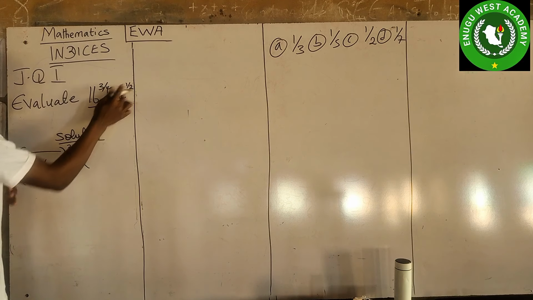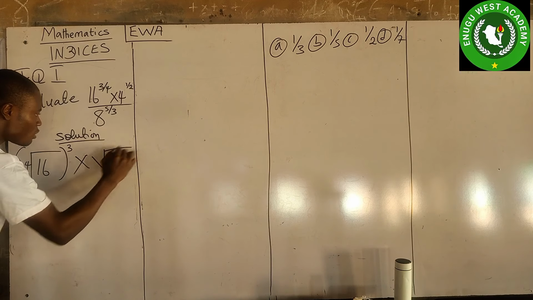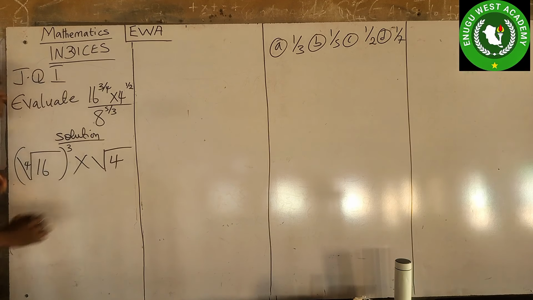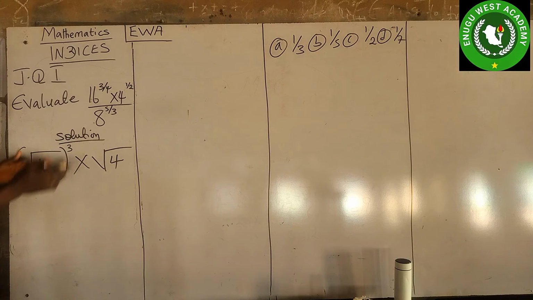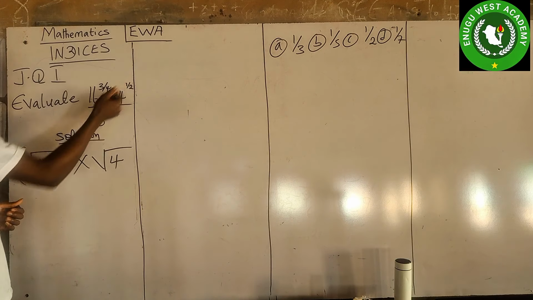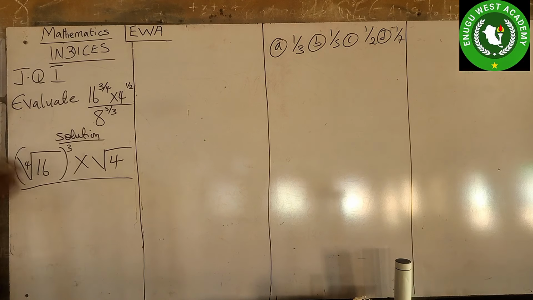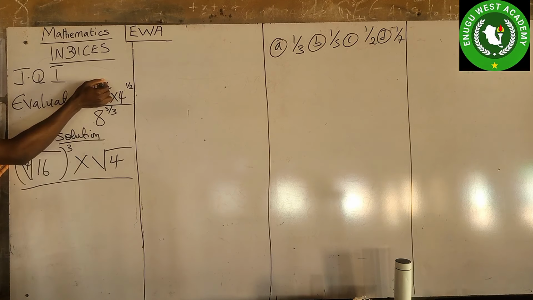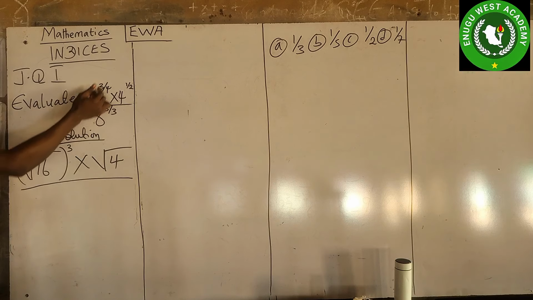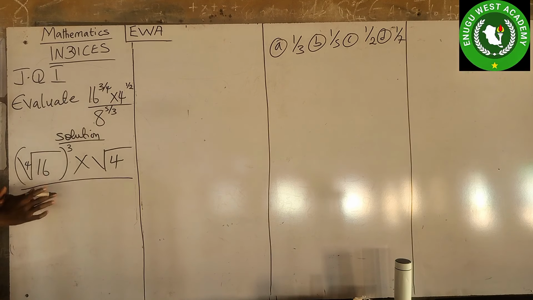Now, since we have 2 here, it's going to be the square root of 4. We are not going to put any bracket, because we are just having 1. So remember, the reason why we have this bracket is because we are having 3 at the numerator. If we have 1, there will be no bracket.